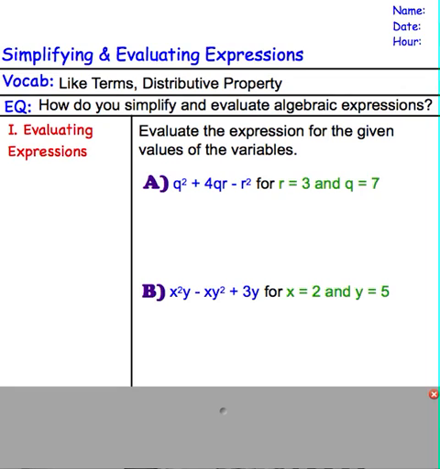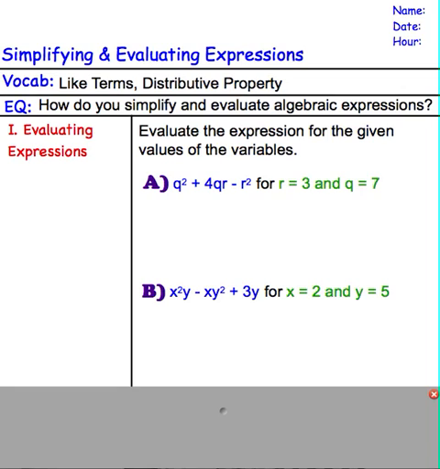Our first concept today is on evaluating expressions. And that is when we take an algebraic expression such as this first one in A, and we look at it and say, hey, we've got q squared plus 4qr minus r squared, and we need to evaluate it for r equals 3 and q equals 7. Now, if you recall, going way back in math, evaluate means to find that value.